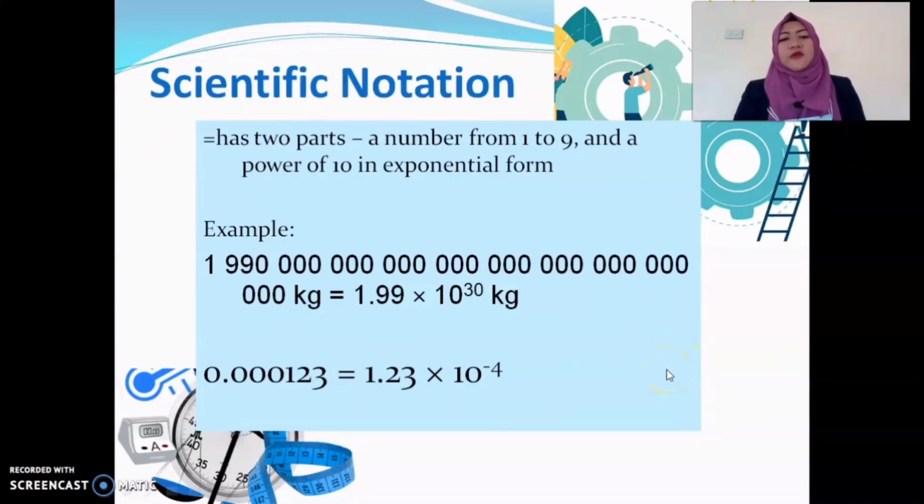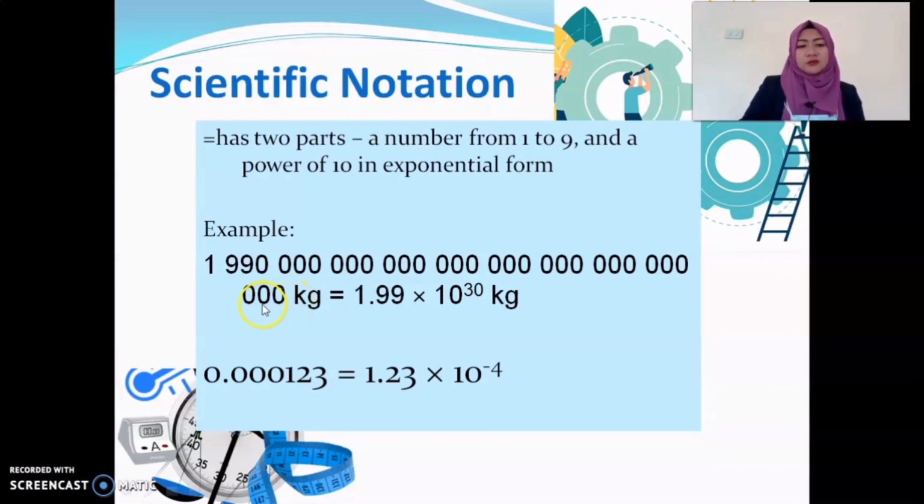Okay, so if we have measured data which are very large or very small, we can write that in scientific notation. Scientific notation is used in writing numbers which are very large or very small, and it has two parts: a number from 1 to 10 and, of course, a power of 10 in exponential form. Let's have an example: 199,000,000 and so on, zeros, kilograms. If we want to convert that into scientific notation, let's move the decimal point to the left.